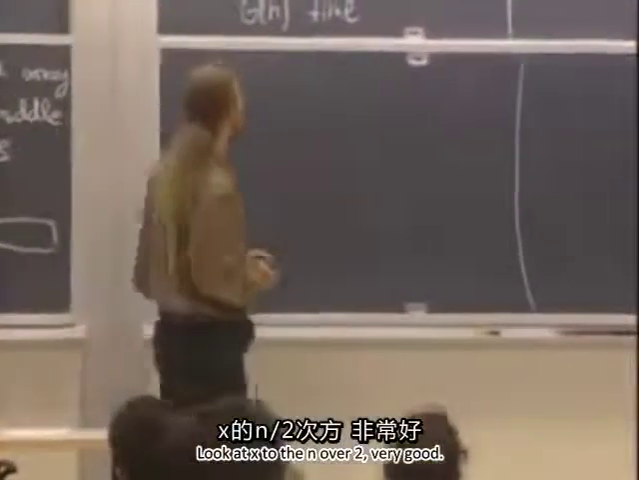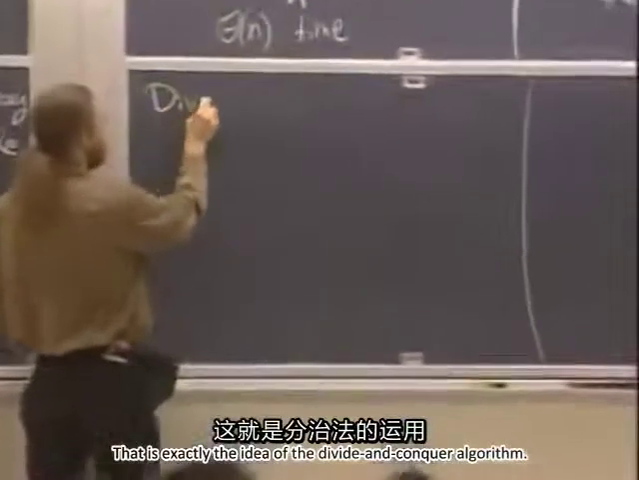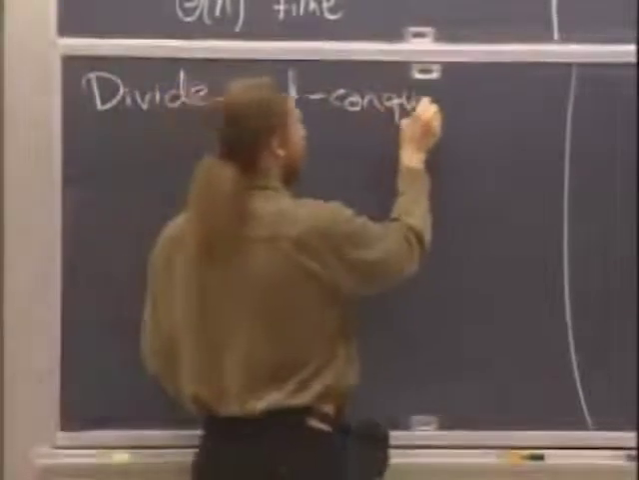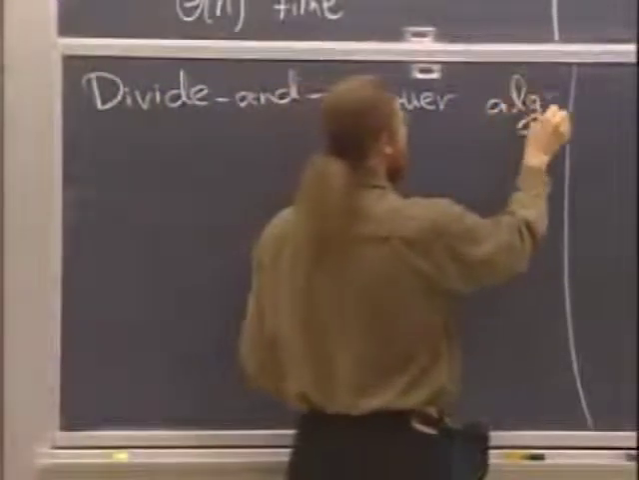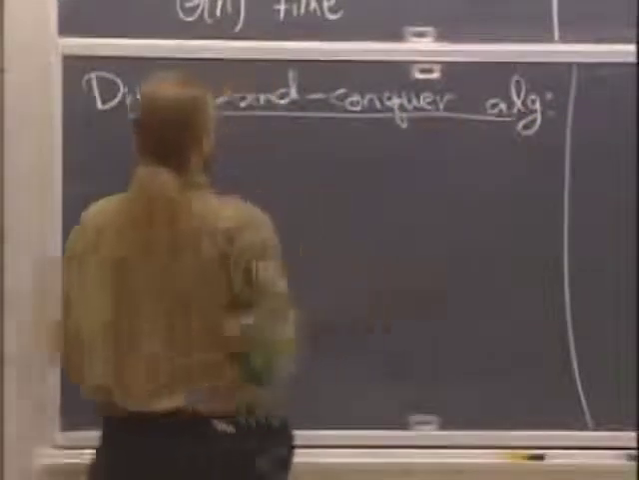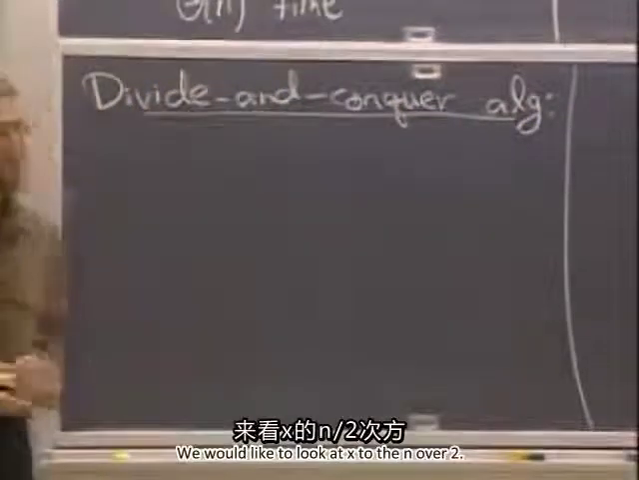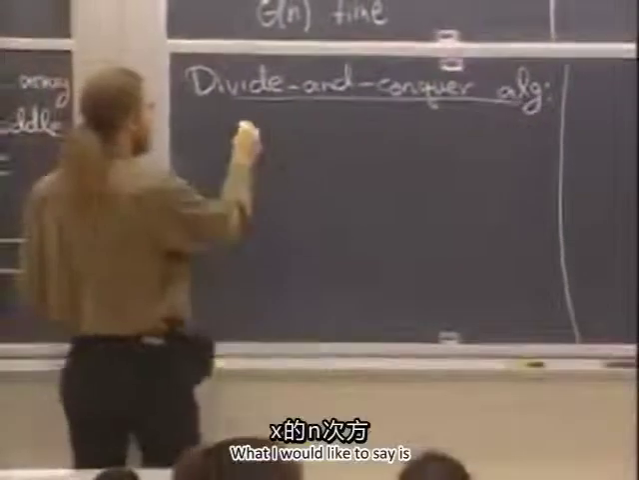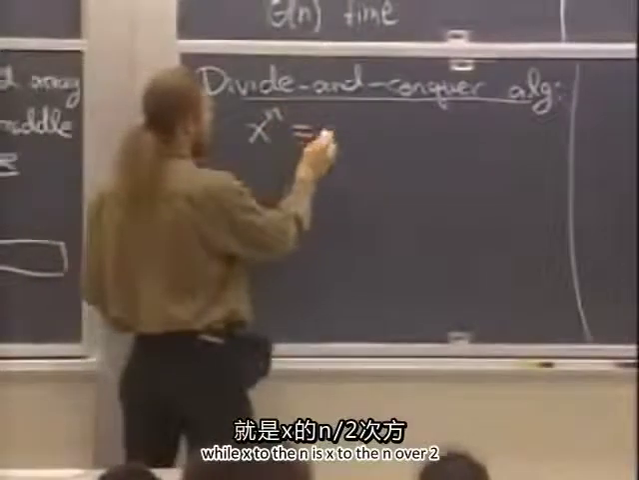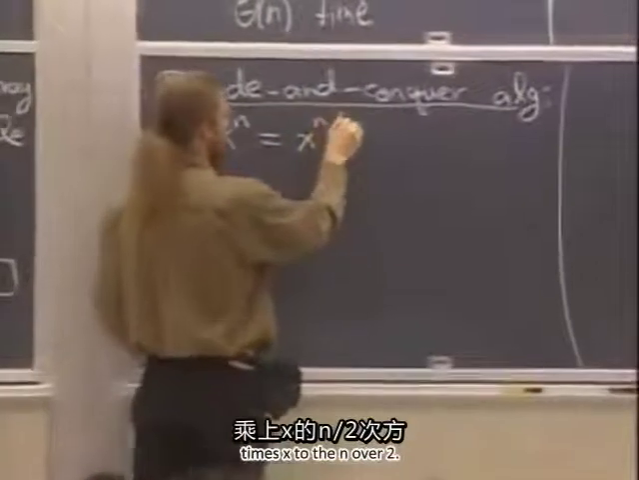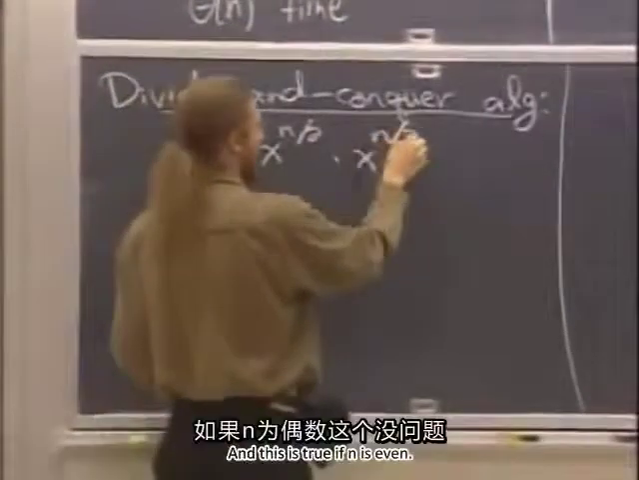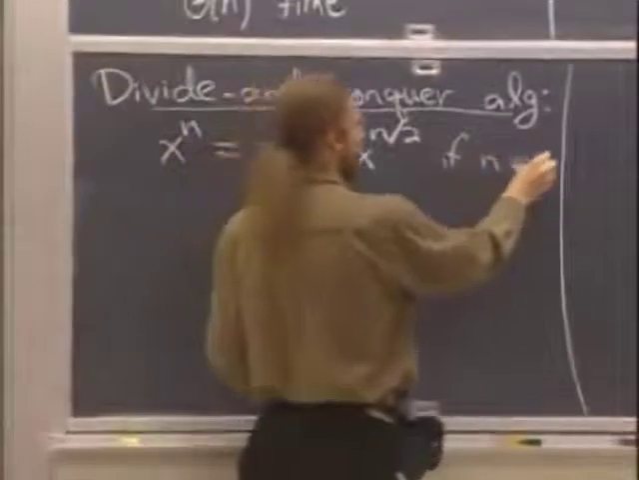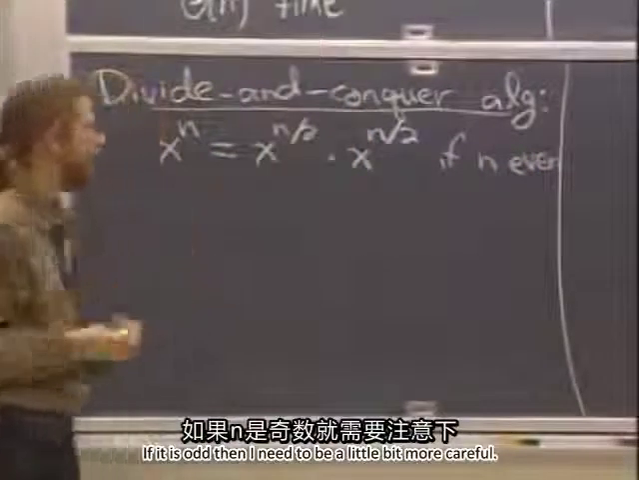Look at x to the n over 2. Very good. That's exactly the idea of the divide and conquer algorithm. So we'd like to look at x to the n over 2. This is going to be a little bit tricky. Now we are going to have to pay attention to floors and ceilings. What I would like to say is, well, x to the n is x to the n over 2 times x to the n over 2. And this is true if n is even. If it's odd, then I need to be a little bit more careful.